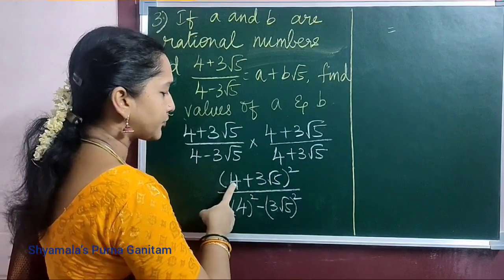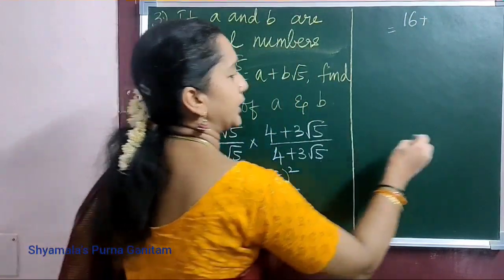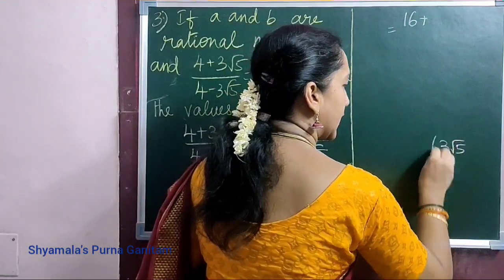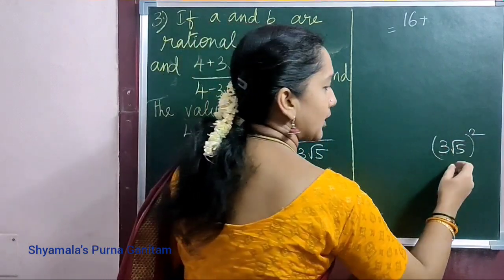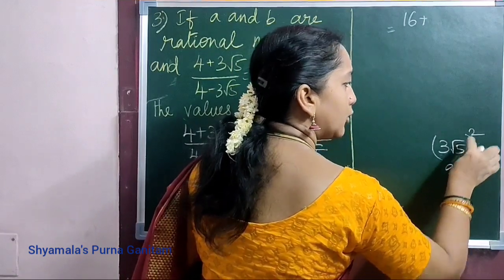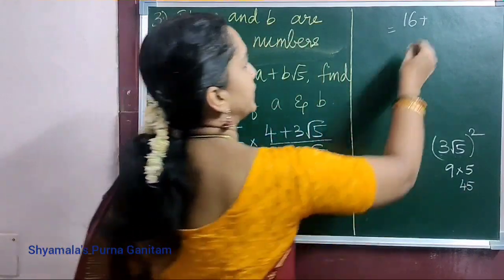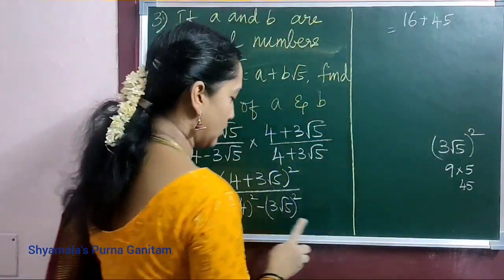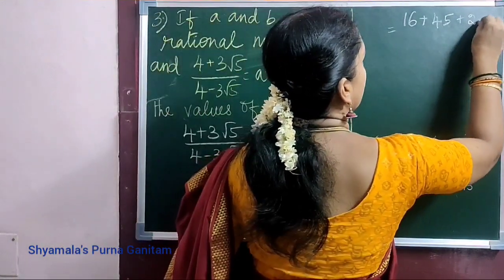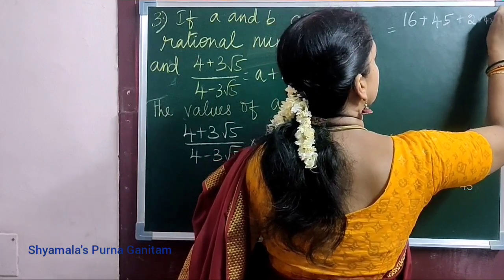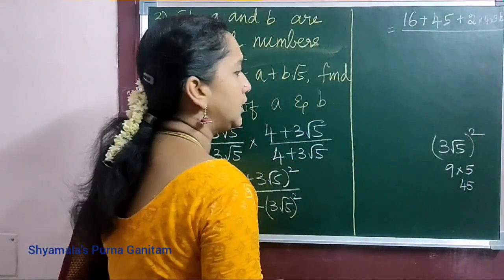So this one is a square, 4 4s are 16, plus 3 root 5 the whole square. In this, both the terms have to be squared. So 3 squared is 9 into root 5 the whole squared is 5. So 9 5s are 45, you will get plus 45. Okay, then plus 2ab, a is 4 and b is 3 root 5. So this is for the numerator.